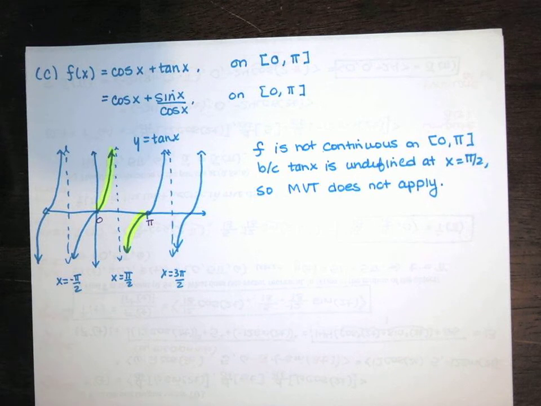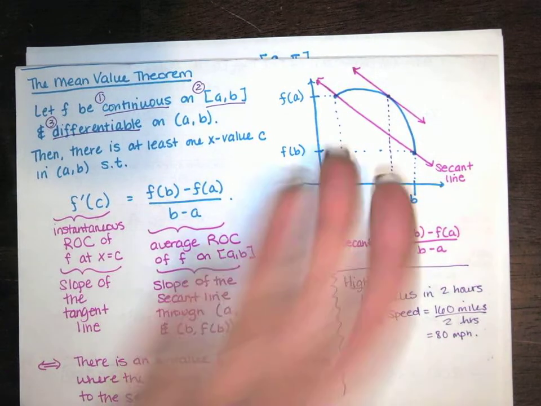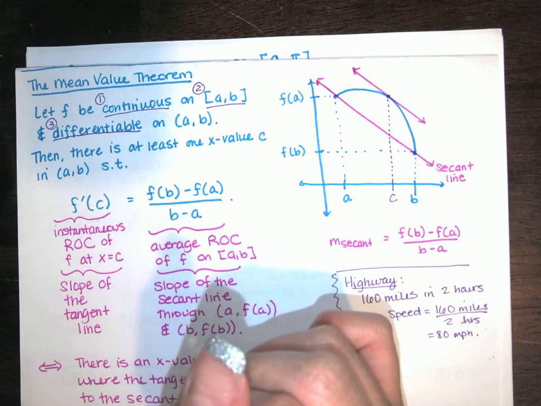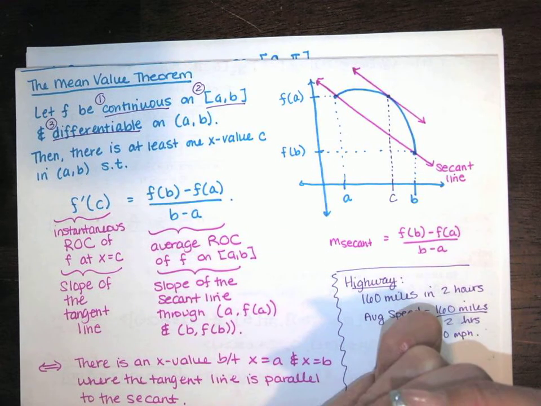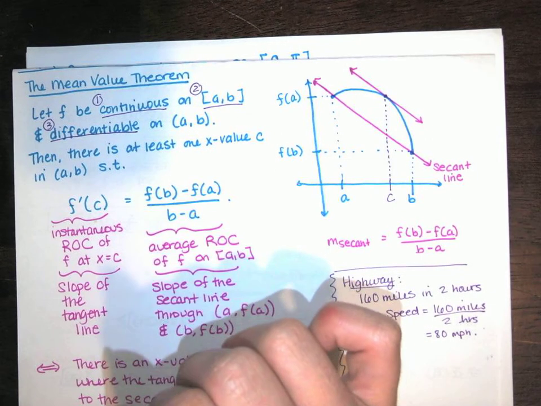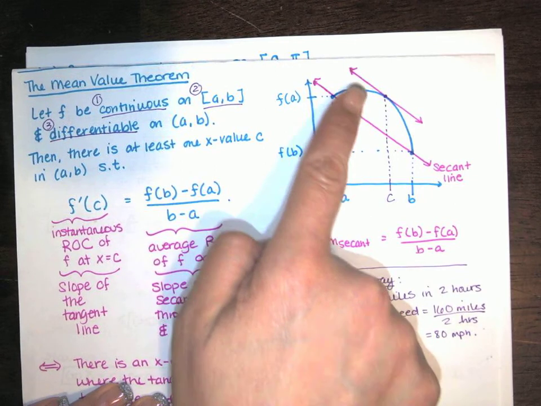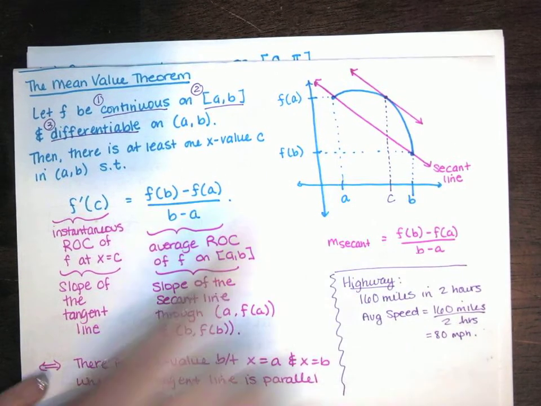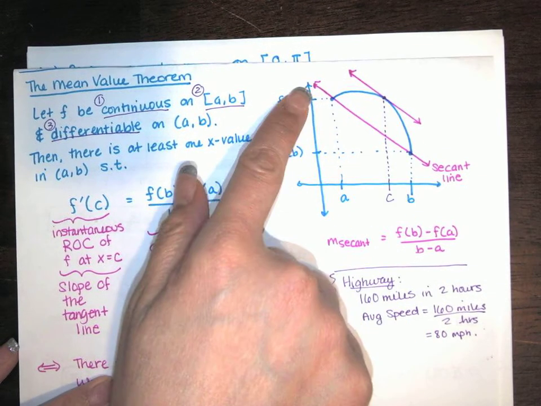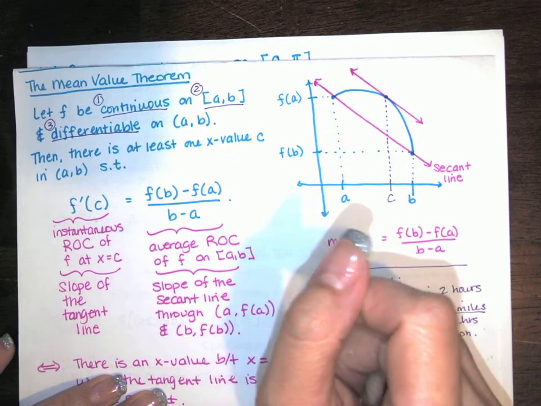Okay, so we've seen some examples. If the function fails to be continuous, like that last one, the mean value theorem does not apply. If the function fails to be differentiable, like that absolute value graph we looked at, the mean value theorem does not apply. But if the function's continuous and differentiable, we're guaranteed that there's at least one x value in the interval from a to b, where the slope of the tangent line is equal to the slope of the secant line. Or in terms of applications, the average rate of change of that function on that interval is equal to the instantaneous rate of change at a particular x value.